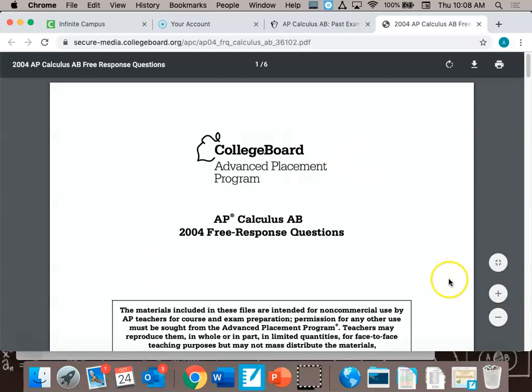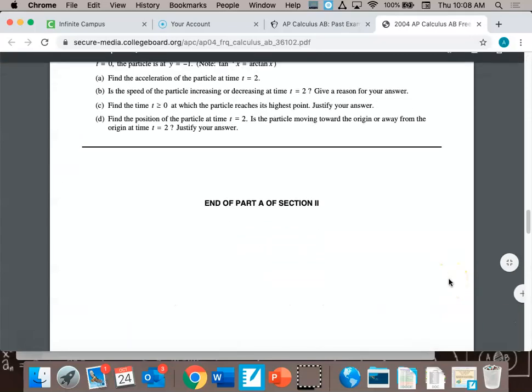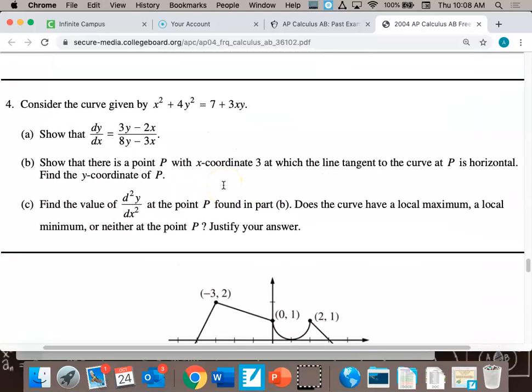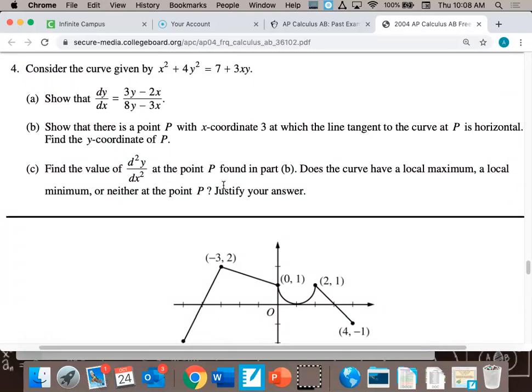So 2004, the problem that we're doing, this is a no calculator question. It's number 4. Ignore this graph at the bottom. That has nothing to do with it. So you have this beautiful function that is explicitly or implicitly defined? Implicitly defined, right?